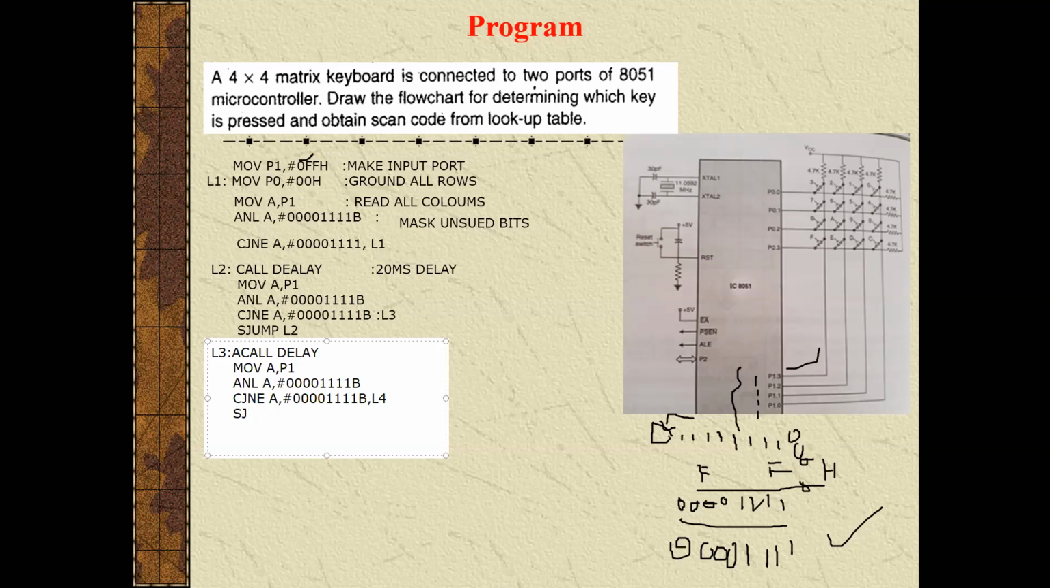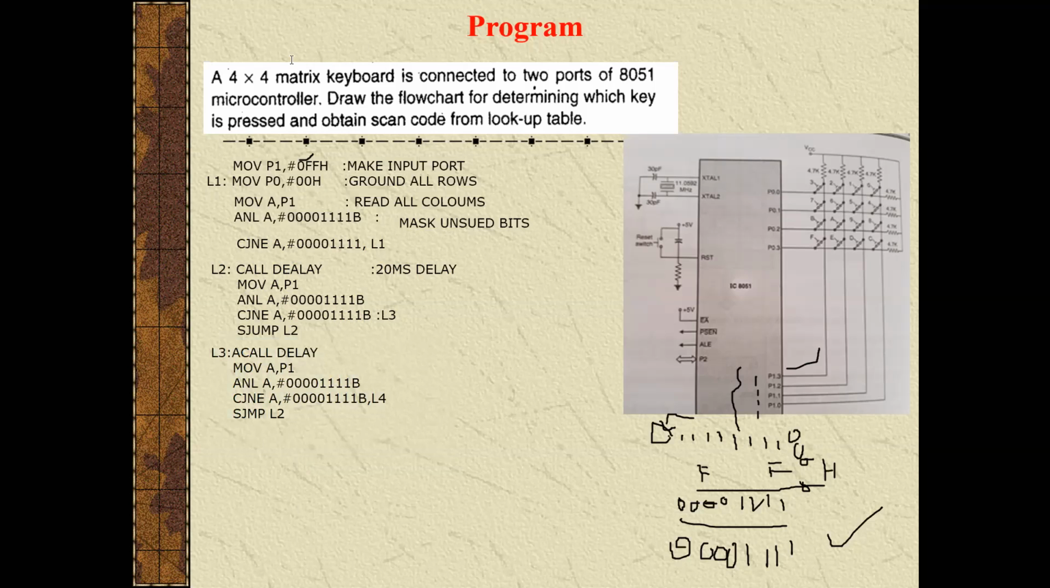JMP is the short form of jump. So S jump to loop 2 here. Here we are checking and ensuring whether a key is pressed or not. If both results are the same, it means no key is pressed, then it will go to loop 2 again and follow the same instruction. And if both are not the same, it means a key is pressed. It will go to loop 4.